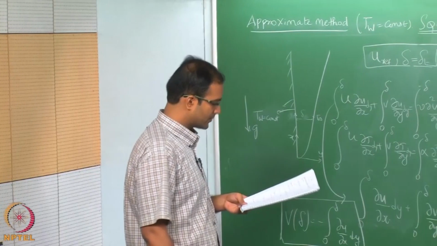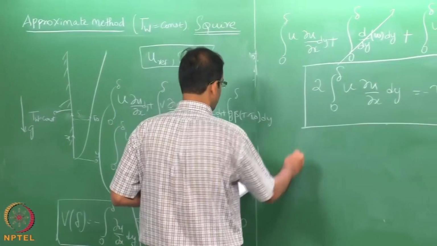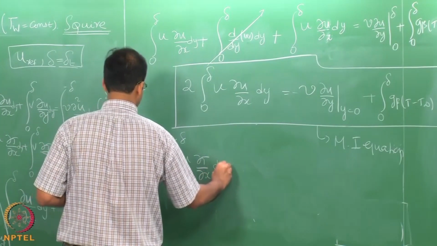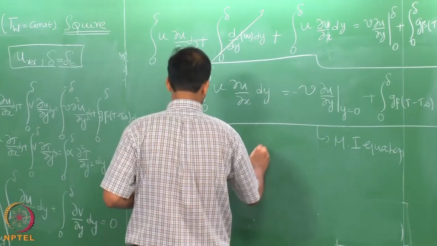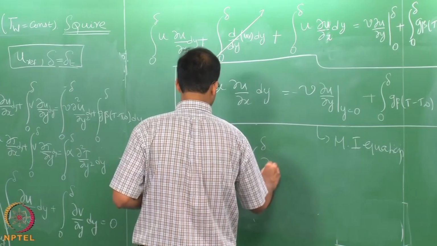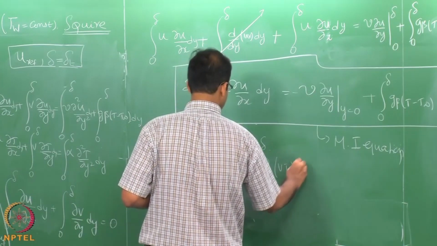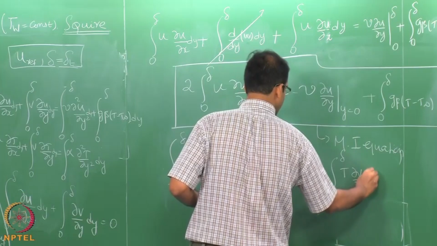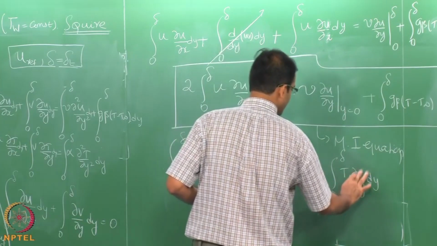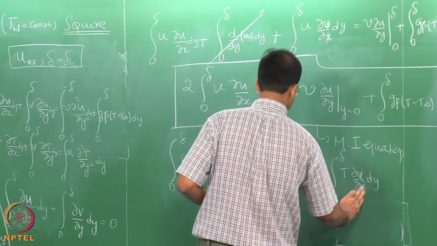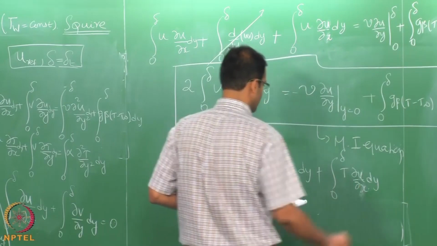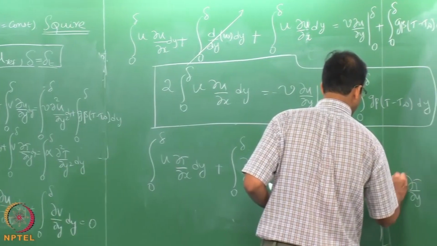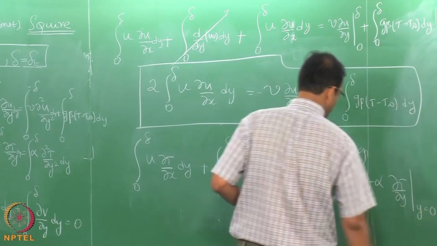Right. So, similarly, if you integrate the energy equation, so you have integral 0 to delta u dt by dx dy, and the second term can also be split. You can write this as integral 0 to delta d by dy of vt dy minus integral 0 to delta t into dv by dy into dy, which we can write using the continuity equation like this. This is equal to alpha times once again dt by dy minus alpha dt by dy at y equal to 0.